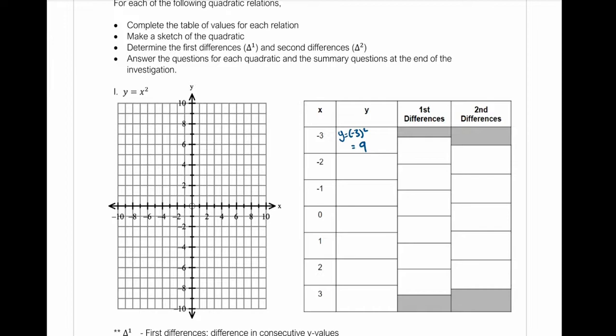which is 9. Instead of x, it's going to be -2 for the next one, so -2 squared is 4. -1 squared equals 1. So all we're doing is taking the x value that's given in our table, plugging it in for x into our equation, and then solving for y. So 0 squared is 0, and we have 1, 4, and 9. You do start to see some repetition here, and that's something you want to keep an eye on going forward.